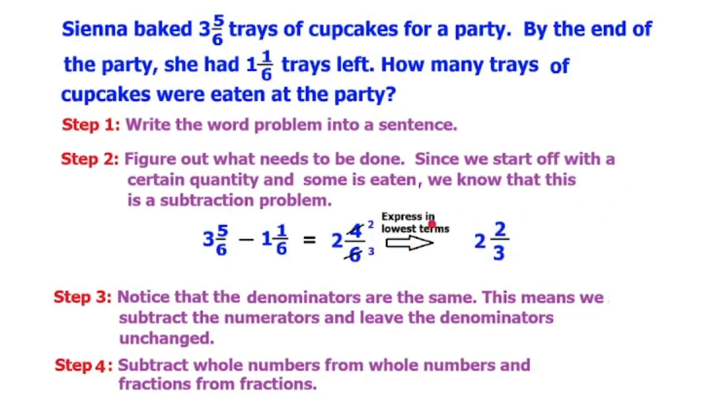the way you do that is you know that 2 fits into both 4 and 6, right? So 2 fits into 4 twice, and 2 fits into 6 3 times. So then our fraction becomes 2 2/3, and that's it in lowest terms.